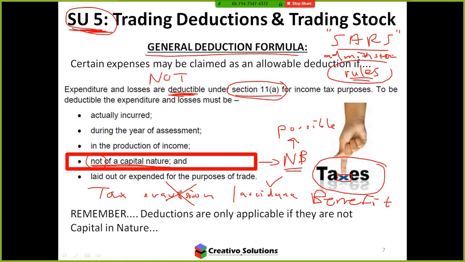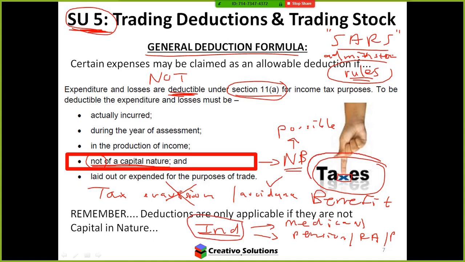Right, and a simple example, just think about an individual. As an individual, you probably contribute to a medical aid. You probably contribute to a pension or a retirement annuity, or RA, or a provident fund, whatever it is. The only reason you probably do that is not only to benefit you and your family, but also to take advantage of reducing your taxes. If you didn't contribute to medical, you're going to end up paying more taxes.